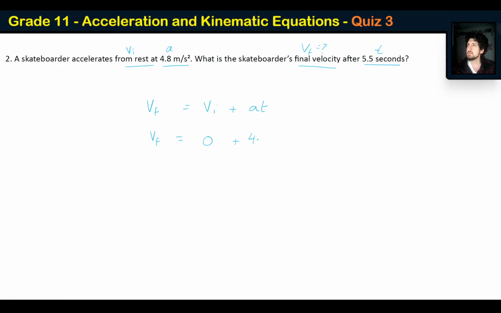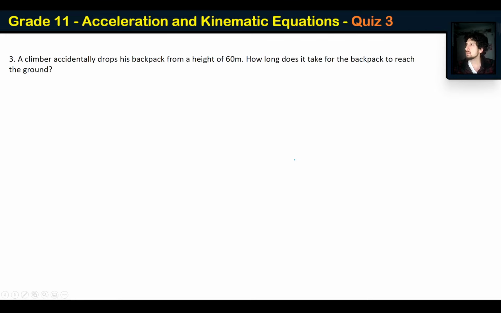Acceleration is 4.8, and the time is 5.5 seconds. The answer is going to be approximately 25 or so. Let's see, 4.8 times 5.5. That is 26.4 meters per second. And once again, I'm just going to add the positive. So that's the answer there. Let's go to the next one.